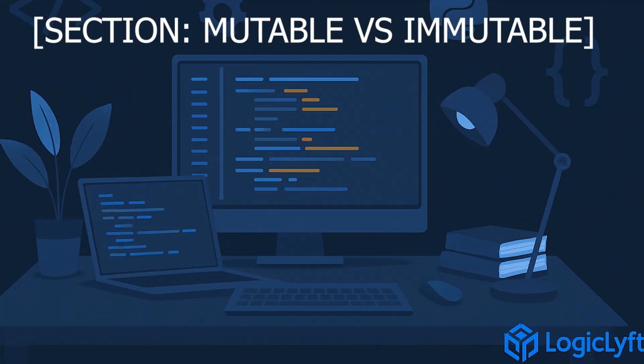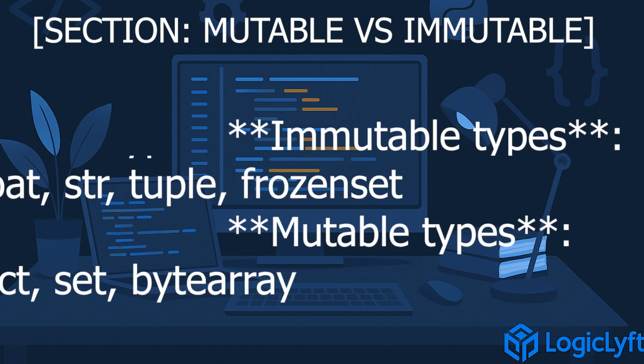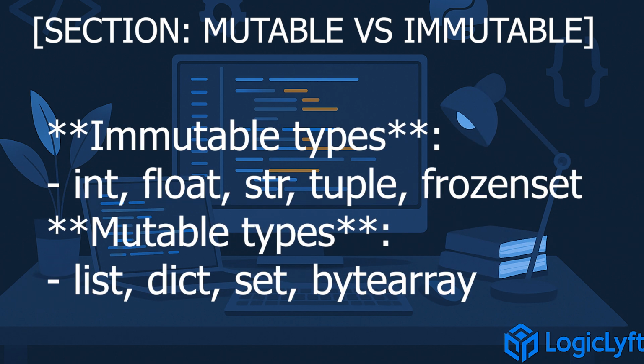Section: Mutable versus immutable. Some types can be changed, others can't. Immutable types: int, float, str, tuple, frozenset. Mutable types: list, dict, set, bytearray.